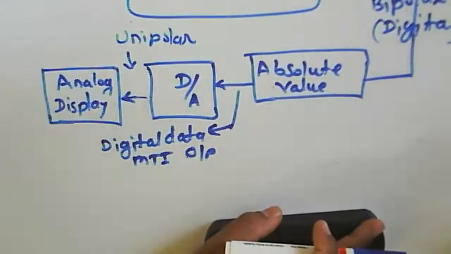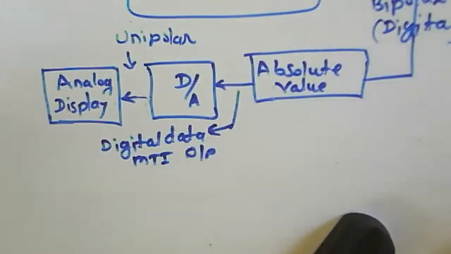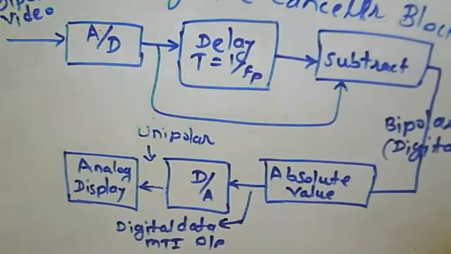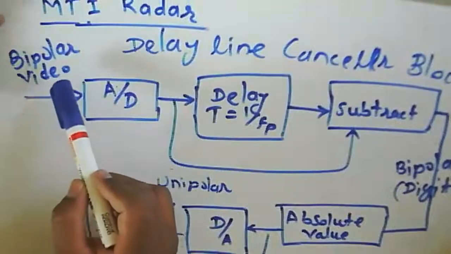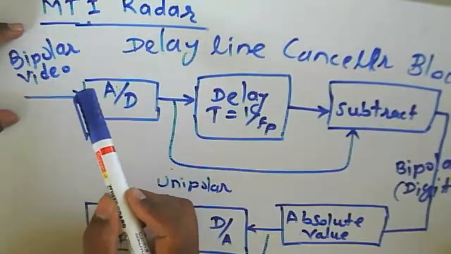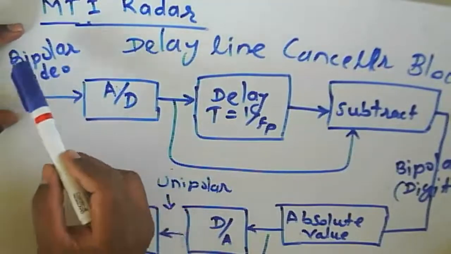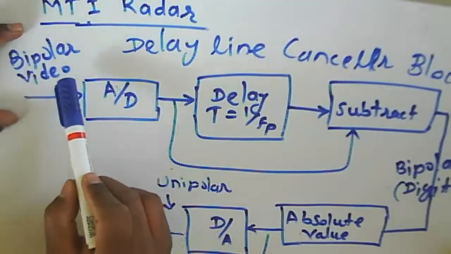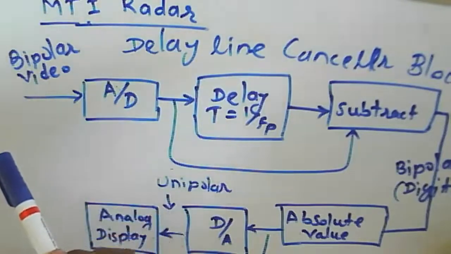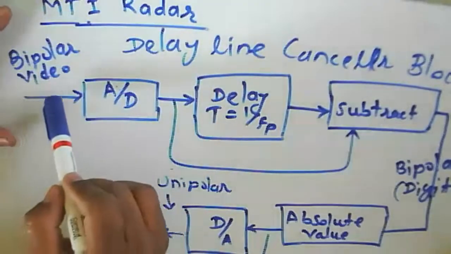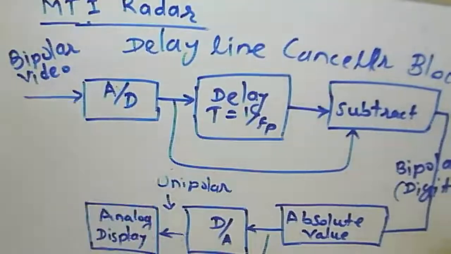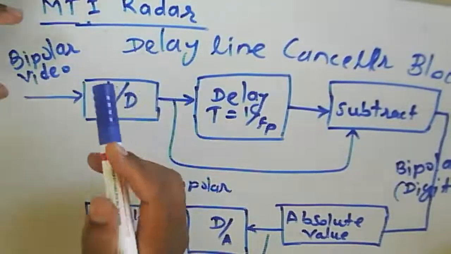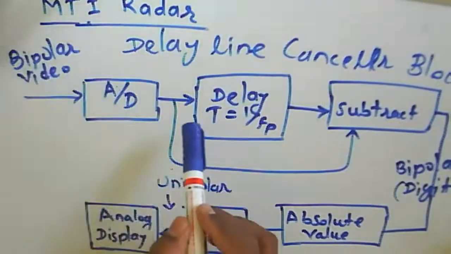Then we have the video that is to be displayed. We are just converting bipolar video. That bipolar video consists of both the echo from the clutter, or the stationary object, as well as the echo from your moving target. Out of that data, the echo from the clutter, or from the stationary object, is to be cancelled. So that's why this one is used.